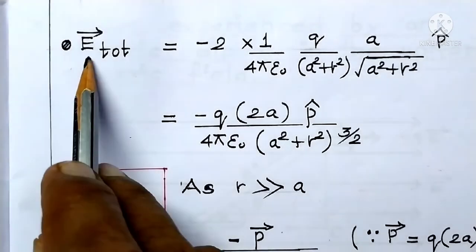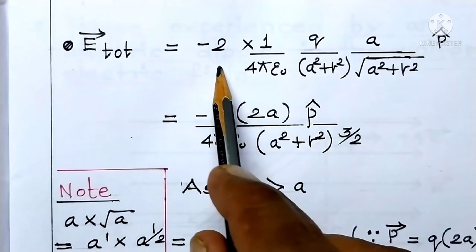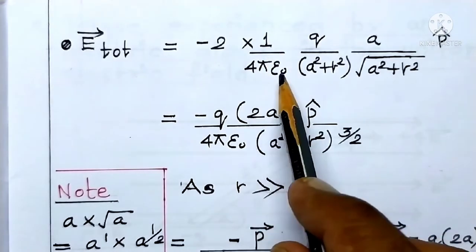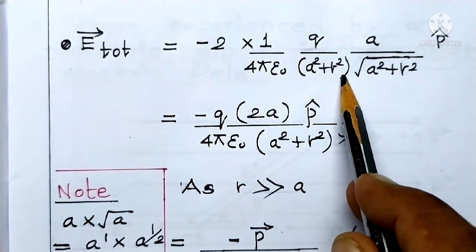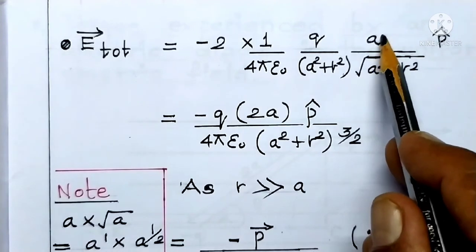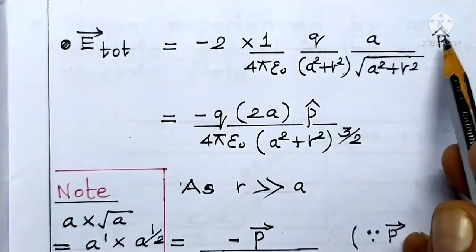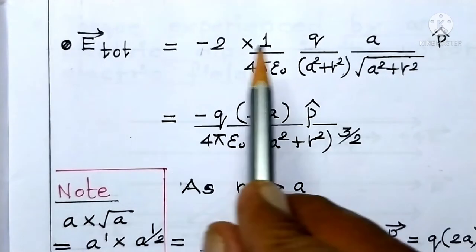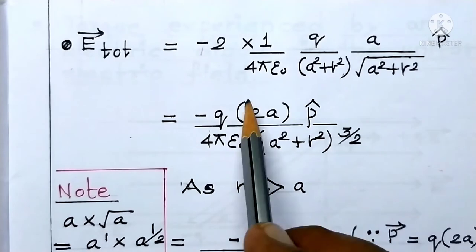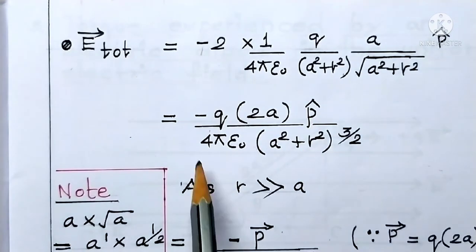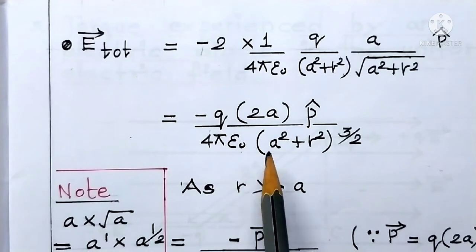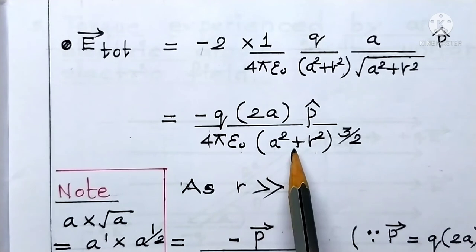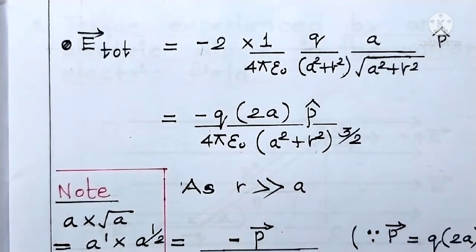Here, E total is equal to minus 2 and E plus vector, the value I have written over here, 1 by 4 pi epsilon naught q by A squared plus R squared. Then the value of cos theta is nothing but A by square root of A squared plus R squared P cap. In the next step, I have written minus q and 2A within bracket, then P cap, divided by 4 pi epsilon naught A squared plus R squared to the power of 3 by 2. How do we get A squared plus R squared to the power of 3 by 2?